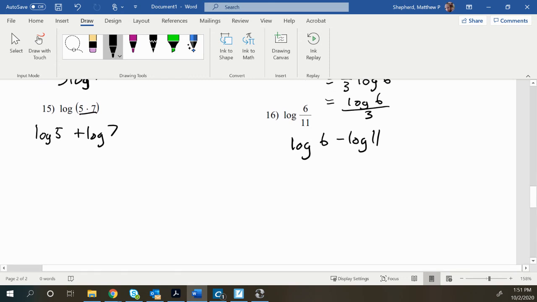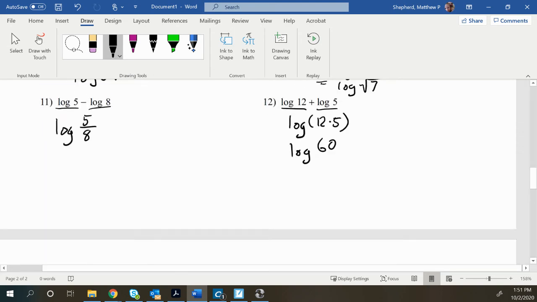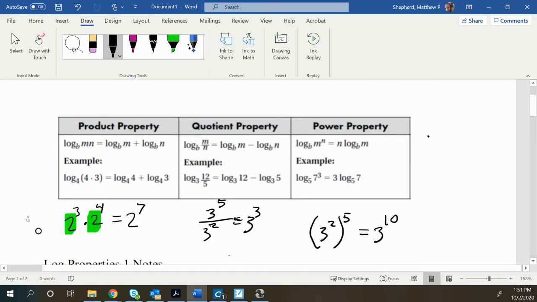Okay, so hopefully those properties are fairly easy, and the more you practice, you're going to be able to recognize them and use them more readily. Just make sure to keep this table handy and easy to see.